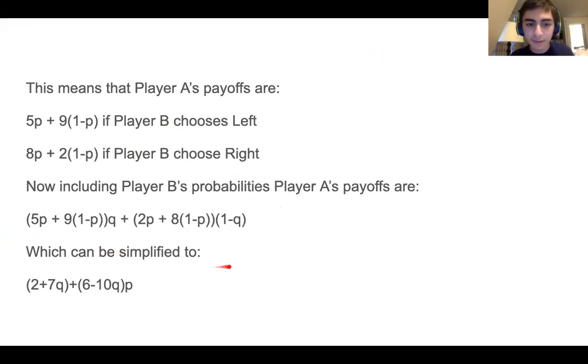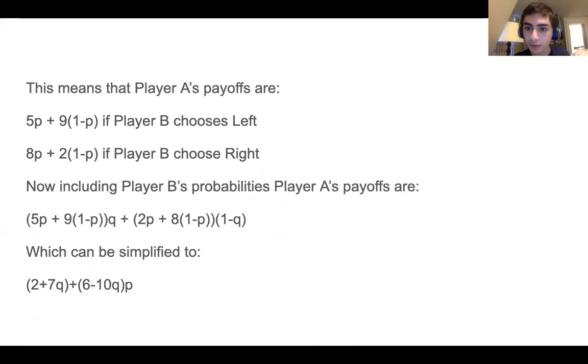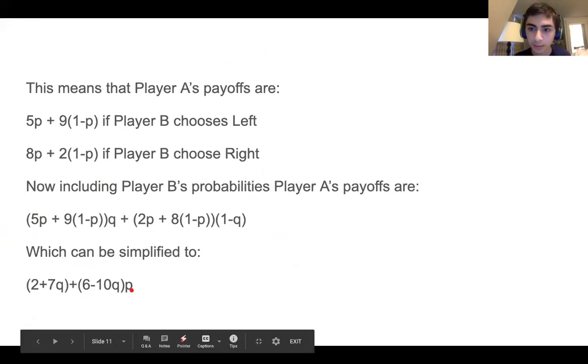So we can simplify this to a nice clean (2 + 7q) + (6 - 10q) times p. Now what's kind of interesting here is that q, B's probability, appears more than p.